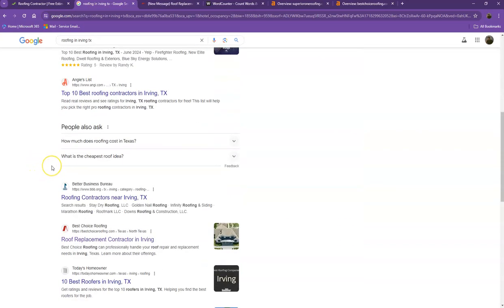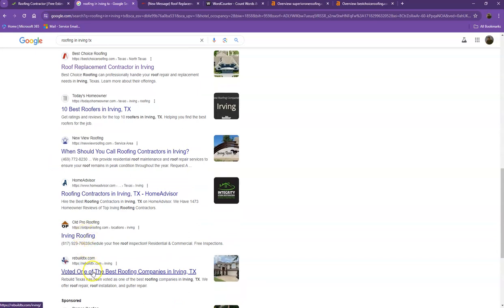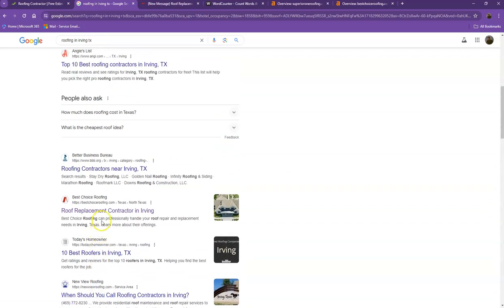Moving on to the next part, these are what we call the organic searches. So these are all the websites that actually rank higher without people paying for any ads, just because they're doing certain things. And that's exactly what we're going to talk about and analyze.